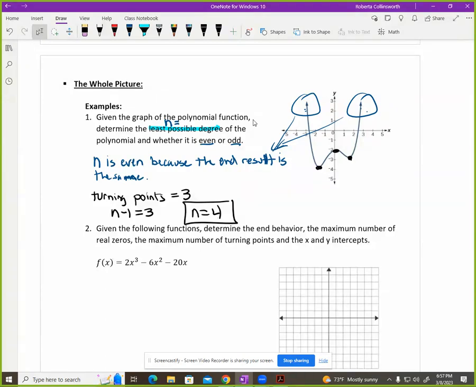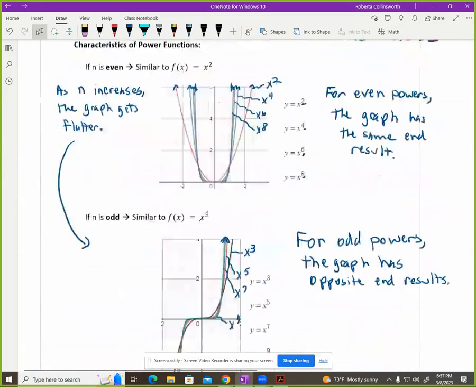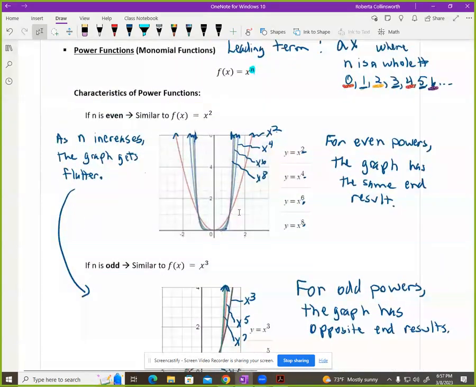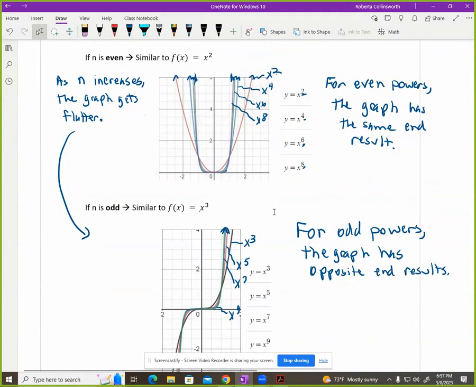And that makes sense because let's scroll back up to the very beginning of this section. With our power functions, here's x to the 4th power. Right there.